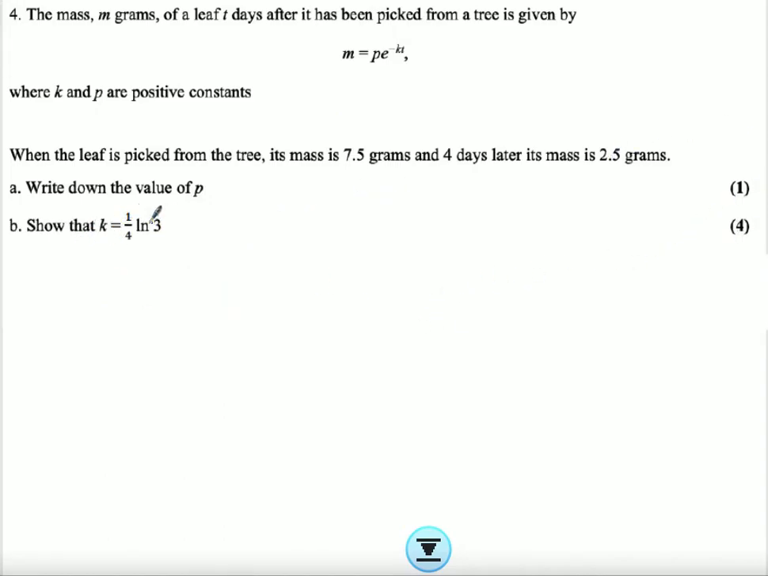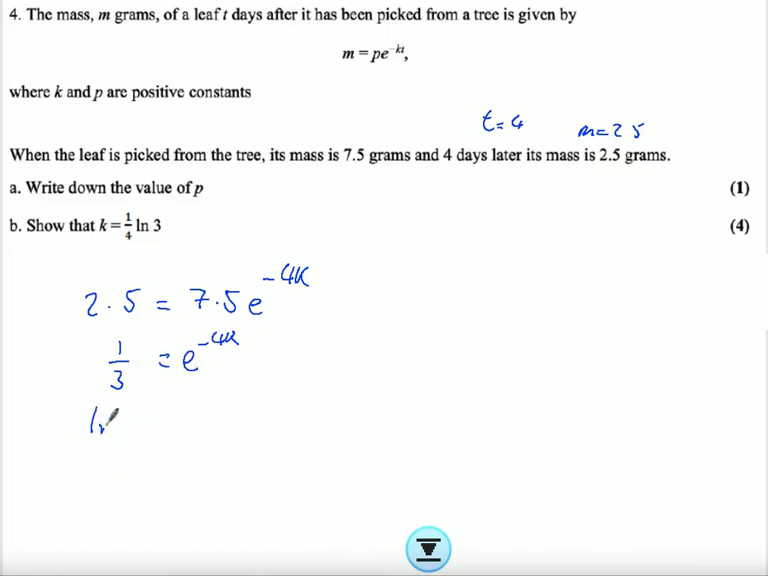Show that k equals 1/4 of ln 3. Okay, so we're going to substitute in our other information. So t is 4 and m is 2.5. And we now know the value of p, right? It was 7.5. So 2.5 equals 7.5 e to the negative 4k. So let's divide through by 7.5, which gives me 1/3 equals e to the negative 4k.